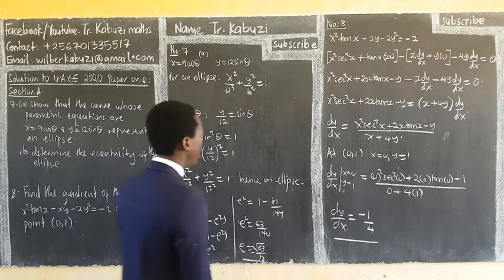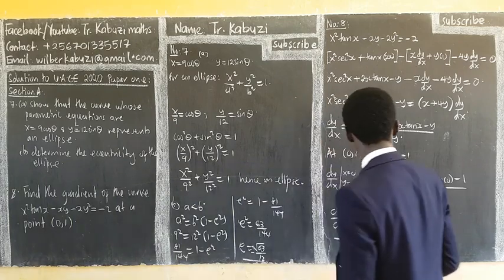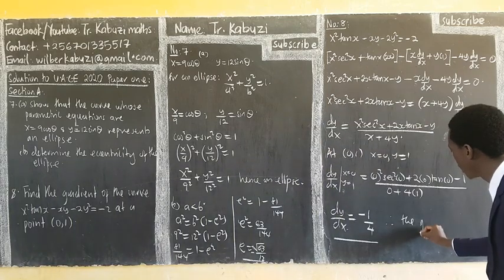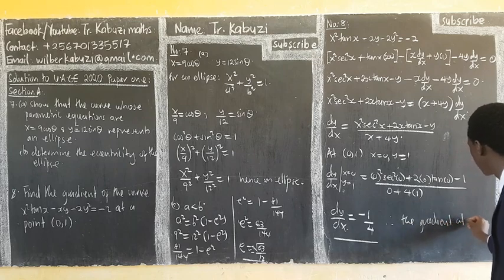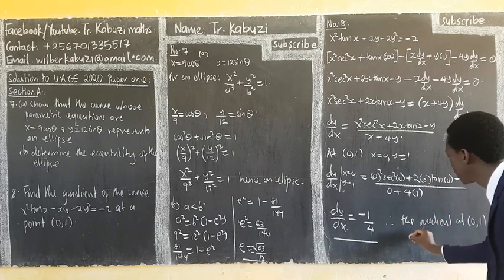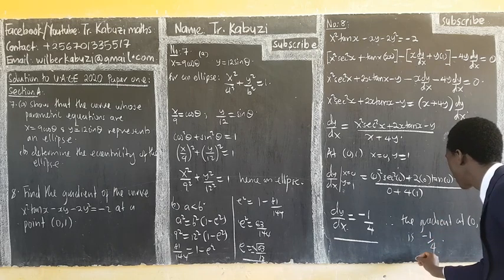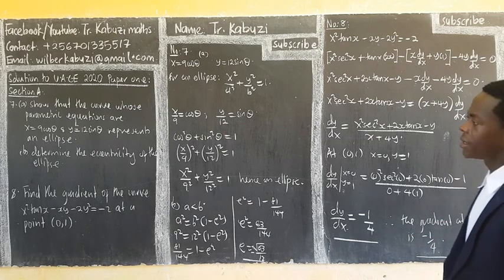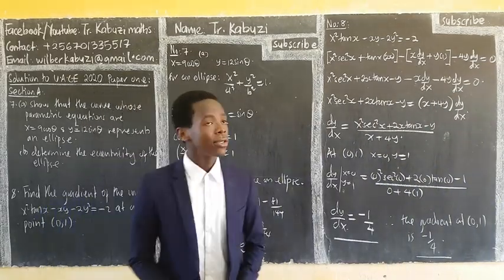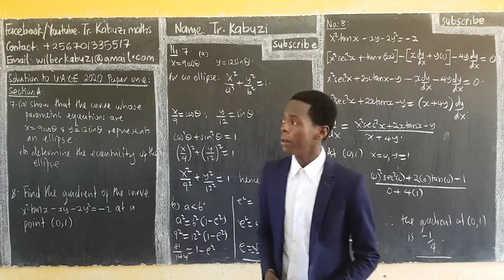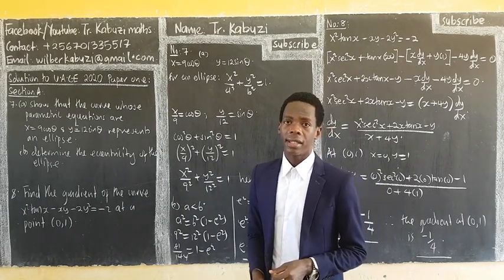So therefore, the gradient at that point is negative 1 over 4. That's the gradient of the curve, and this will also be the gradient of the tangent. So that's how we had to handle our section A. Briefly, remember you have 3 hours.